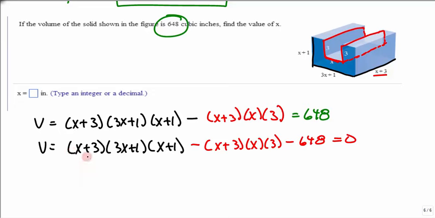If you don't like the idea of graphing, you're going to have to expand, combine like terms, and then solve using one of the ideas that we've learned, synthetic division, looking at all the possible rational zeros.